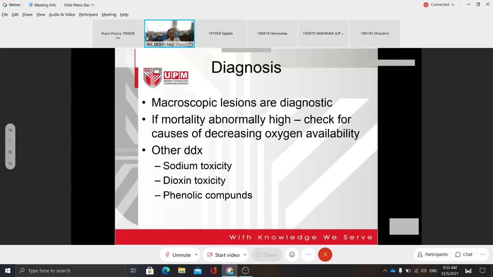So it's very suggestive. If mortality is abnormally high, you may want to check for causes of decreased oxygen availability. Usually mortality is not that high. It's something you will see once in a while, and the rate is very low. But if the rate is higher than normal, you may want to check if oxygen availability is decreased, for example the ventilation is not so good, requiring the birds to hyperventilate. Other diagnoses are sodium toxicity, salt toxicity, dioxin toxicity, or phenolic compounds.